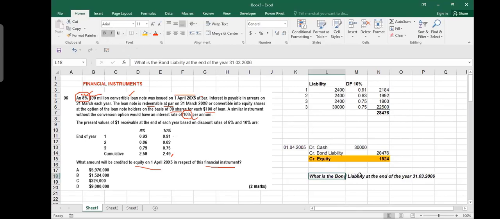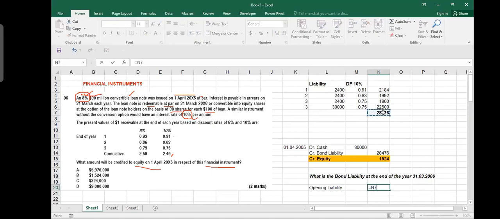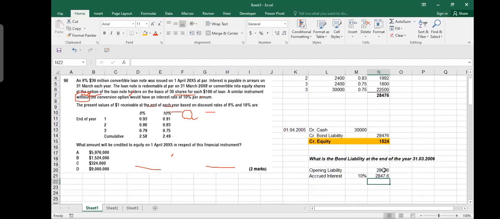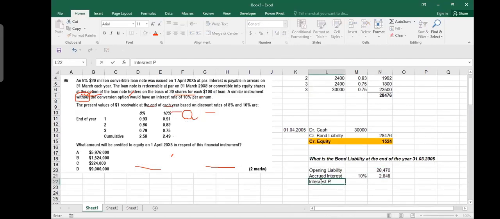If they ask you what is the bond liability, you would say that opening liability is 28,476. Then you would say accrued interest, which means the interest which you are accruing, and that would be at 10%. And this is 28,476 into 10%. This should be added. And let me just make these numbers rounded with proper formatting. And then I would say interest paid or coupon paid, whatever you may call it. And that would be minus 2.4 million. And this would be your liability at the end of year 1.